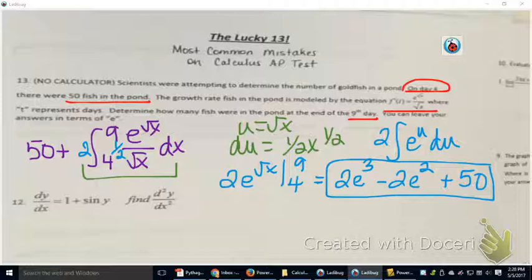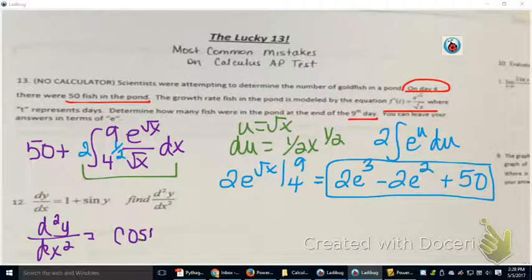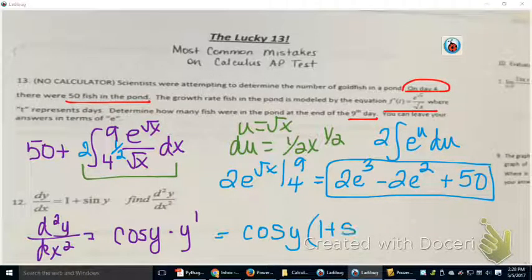Alright, the next question. We've done one like this recently on the free response, but it's asking you to find the second derivative given dy/dx equals 1 plus sine of y. So this is kind of like the implicit differentiation stuff. So the second derivative would equal the derivative of 1, which is 0. The derivative of sine of y is cosine of y, but you have to remember to put your y prime with it. And then for the final answer, you substitute in what your derivative is, which is 1 plus sine y. So that's the second derivative, and you could use it however you needed to, depending on what the question was asking you.